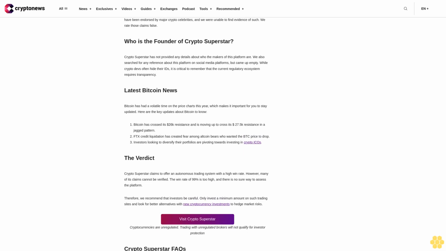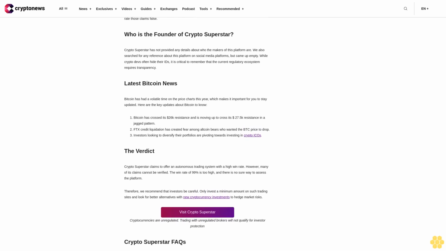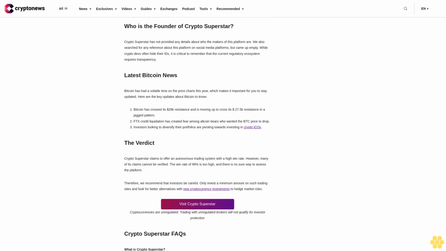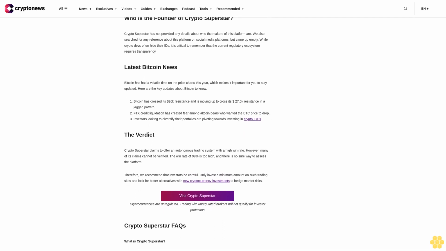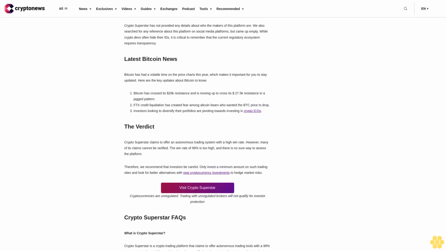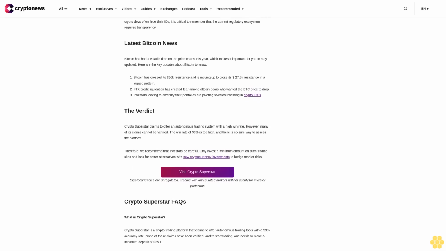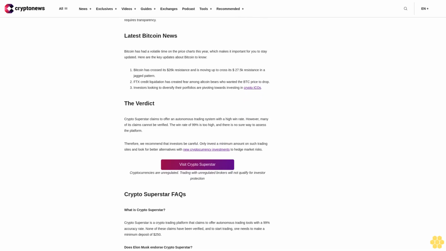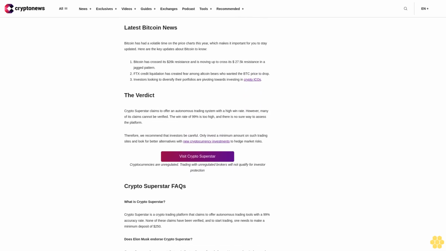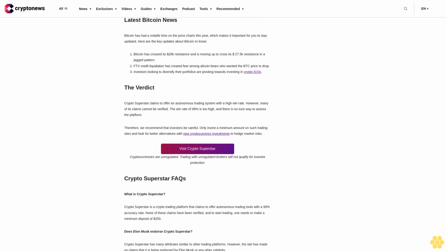Is Crypto Superstar endorsed by celebrities and big brands? Crypto Superstar looks like a recently released platform with not much popularity online. A similarly named platform, Bitcoin Superstar, also has a relatively small user base. It is unlikely for either to have been endorsed by major crypto celebrities, and we were unable to find evidence of such. We rate those claims false.